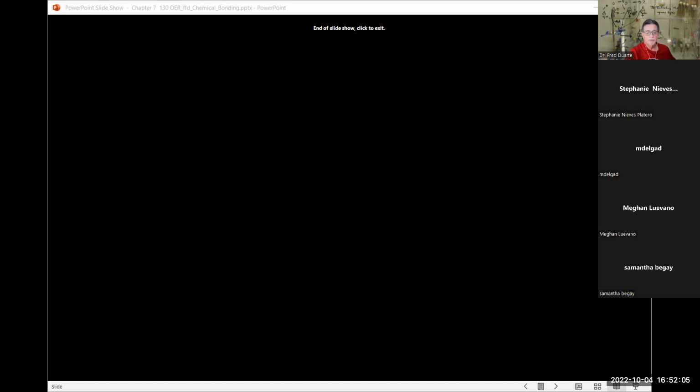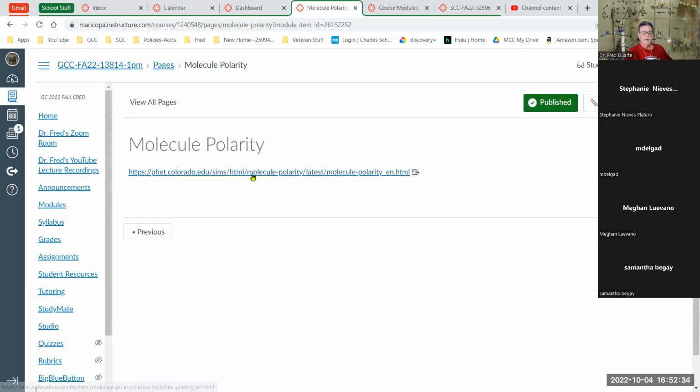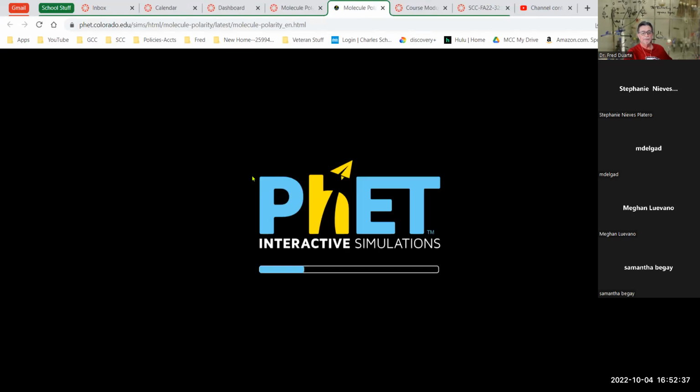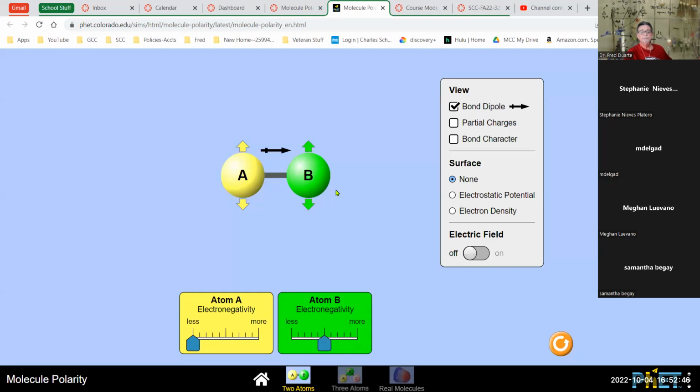If you go to the course website, one of the modules that has some additional resources is labeled additional chemistry resources. I believe it's the second module. And in there are some simulations. We worked with the first one, balancing equations. Another good simulation that we're going to eventually work with is one you may want to take a look at. But the one I have an interest in right now is called molecule polarity. If you click that, it gives you this link, and from there sends you to the website of simulations. You have 3 choices here, but I would select right now the 2-atom choice.